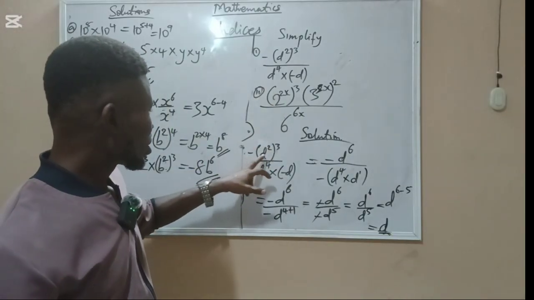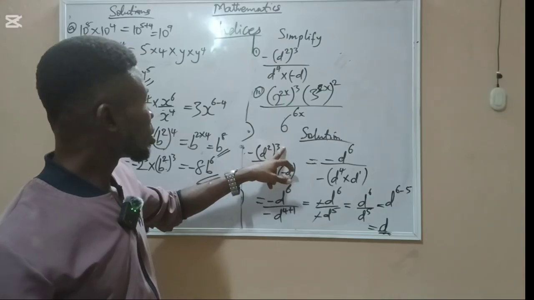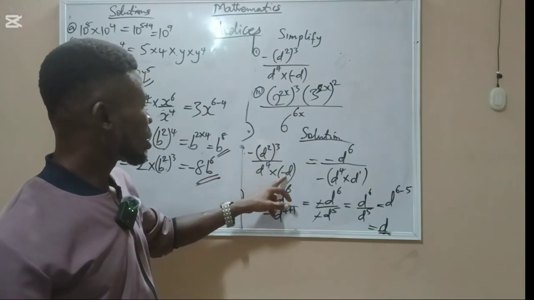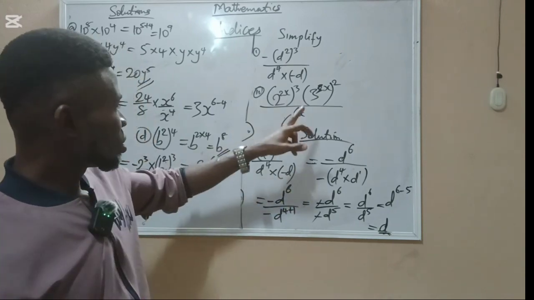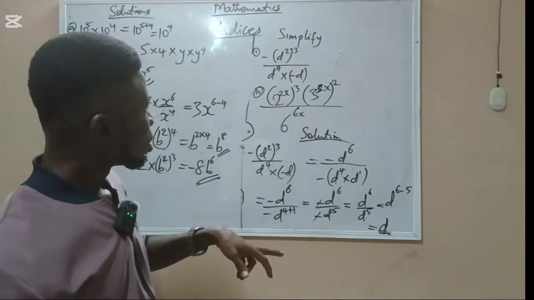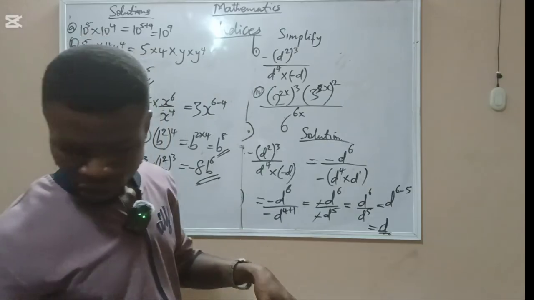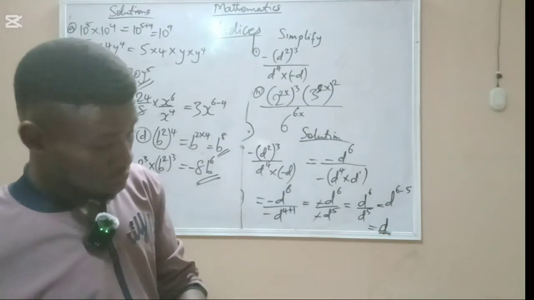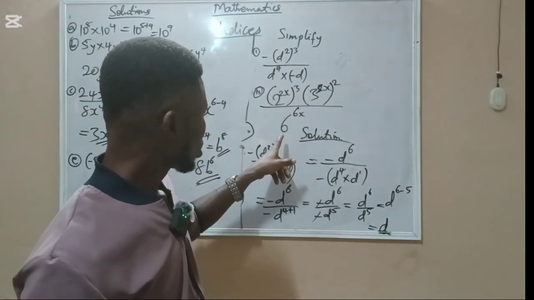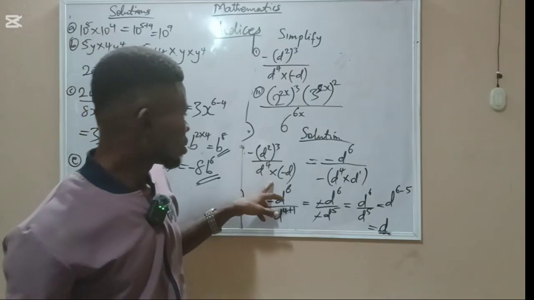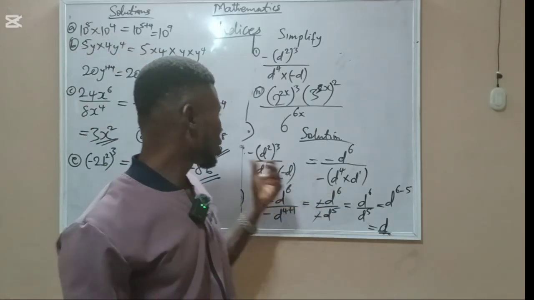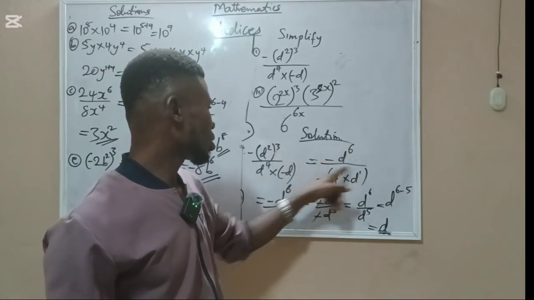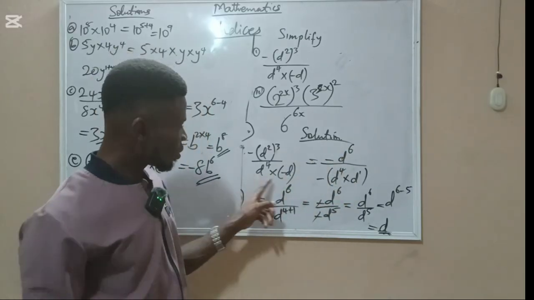We are given minus d to the power 2 all to the power 3 over d to the power 4 multiplied by minus d in bracket, and there's no power there. Now this is it, that same number. From the laws of indices, for a double power you just multiply the two powers, and we get minus d to the power 6 all over d to the power 4 multiplied by minus d to the power 1.